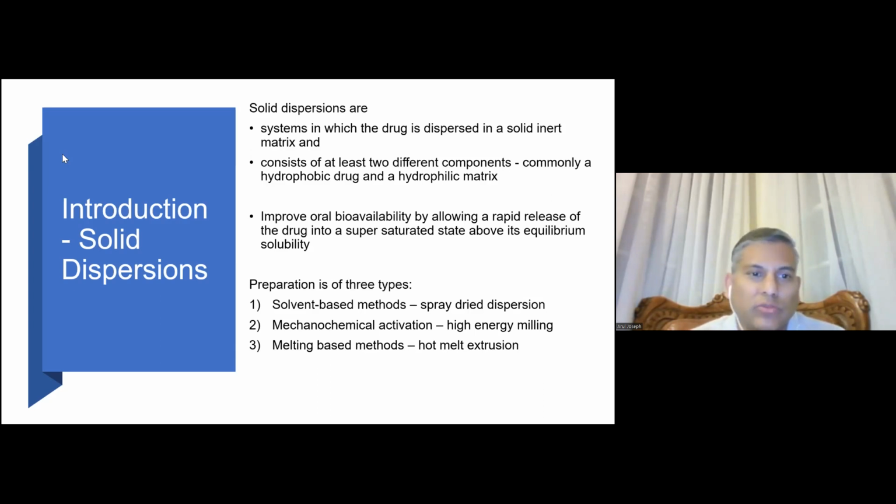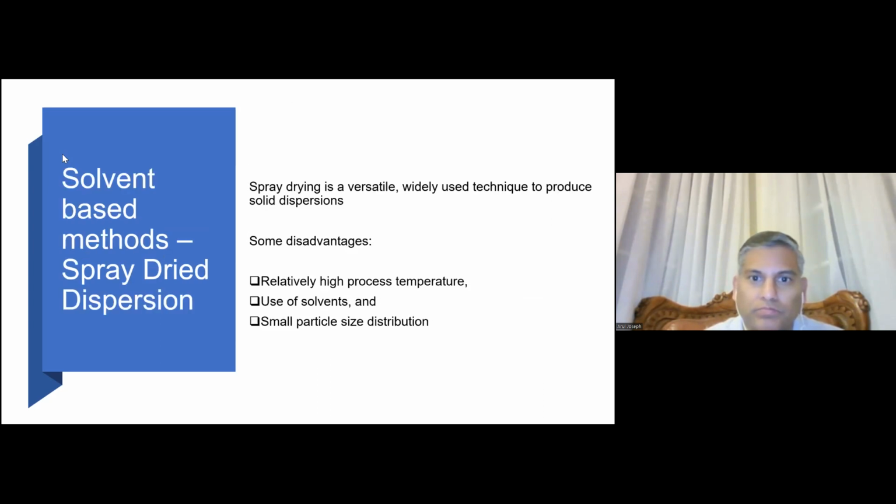Now, looking at the typical ways in which we make solid dispersions, we have three methods: solvent-based methods, mechanochemical methods, and melt-based methods. The solvent-based method most commonly used is spray dried dispersion, to make amorphous material of the drug, and this is the most widely practiced technique. Then we have high energy milling, which is also widely used to make amorphous drug stabilized with a polymer and then released. And finally, we have the melt-based methods. Hot melt extrusion is a widely used method for making solid dispersions to improve bioavailability. So let's take a quick look at each one of these before we move to spray congealing.